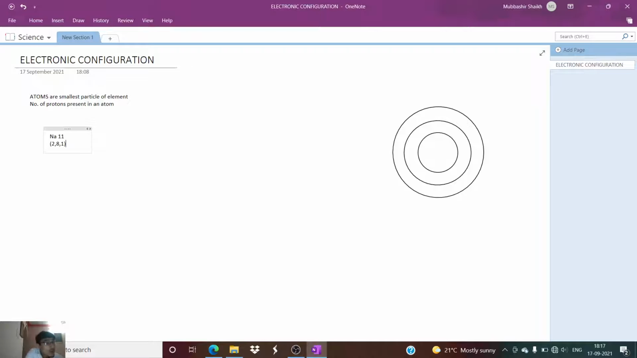So what is the electronic configuration of sodium? It is 2, 8, 1. This is nothing but the electronic configuration of sodium. This group of numbers, 2, 8, 1, what does it show? It shows the number of electrons in the shells of the sodium atom.